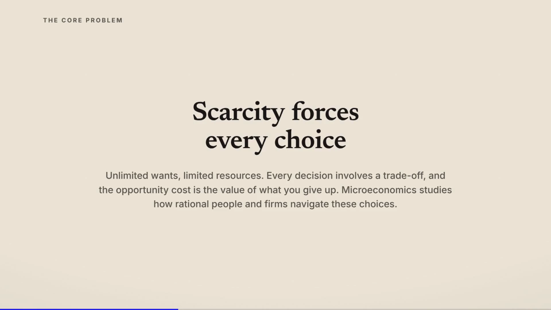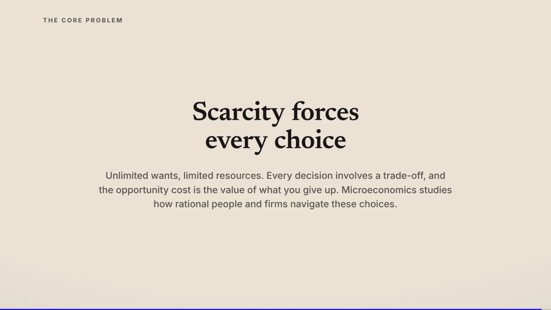If you spend an hour studying economics, you can't spend that same hour working a part-time job. The value of what you give up, that lost wages in this case, is your opportunity cost. Now, microeconomists assume that people and firms are rational, meaning they weigh those trade-offs and try to maximize their benefit. A consumer wants the most satisfaction for their money. A firm wants the highest profit. And the tool we use to understand how they interact is the supply and demand model.